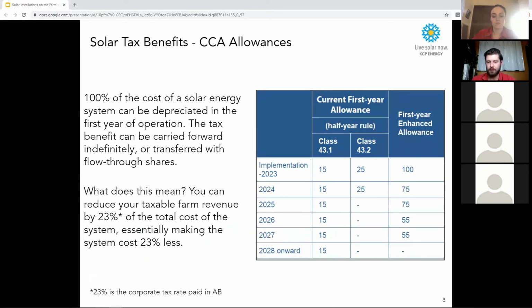Following along with some of these benefits, this somewhat explains the tax benefit that I was talking about. Again, 100% of the system's cost can be depreciated in the first year. You're able to do this up until 2023. After that, you are not able to claim that 100% in its first year, but you'd have to split that up over multiple years. So those are some of the basic benefits of solar. We'll look at maybe some of the financial impacts that these kinds of systems can have on a typical farm.